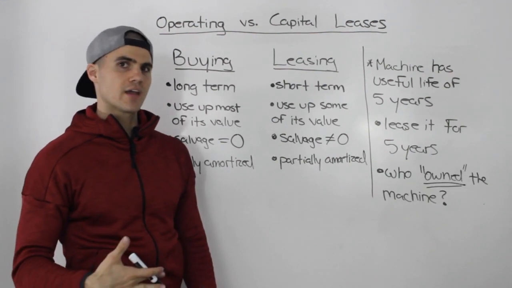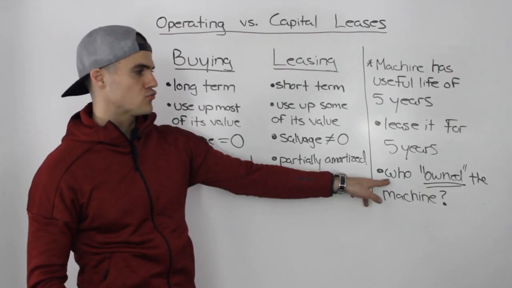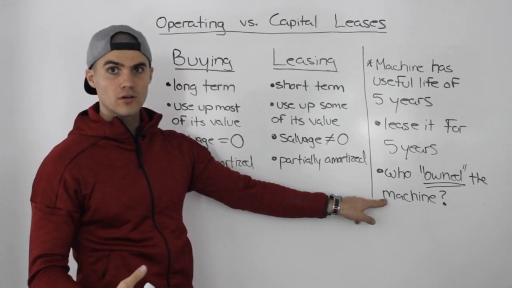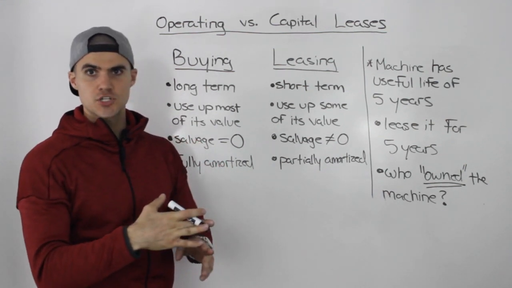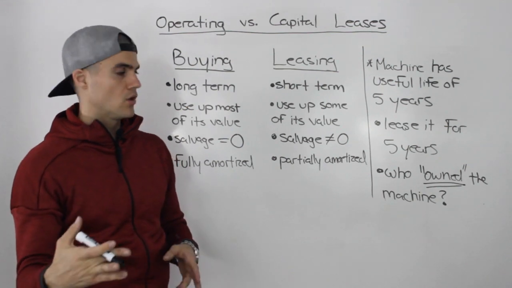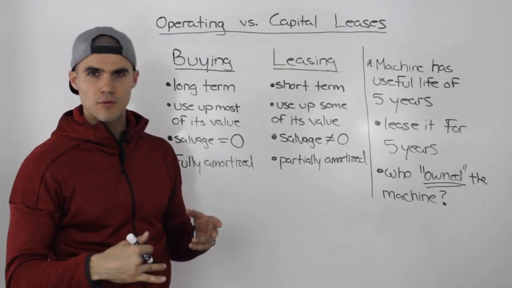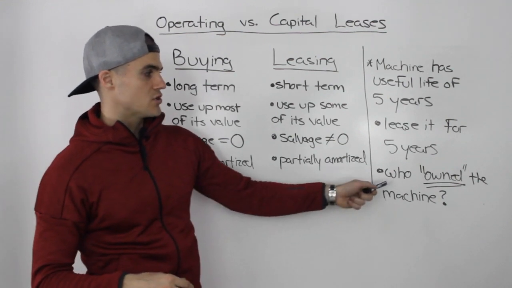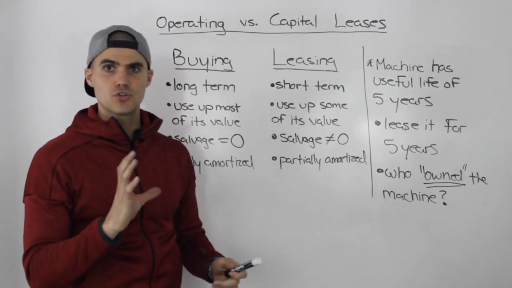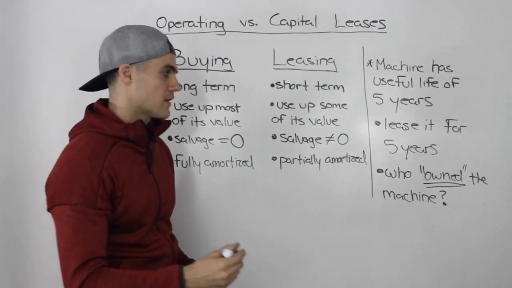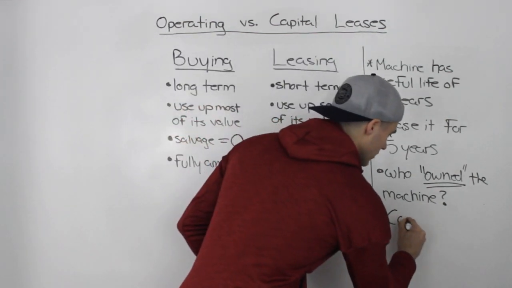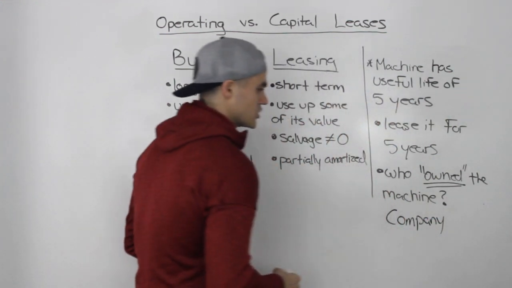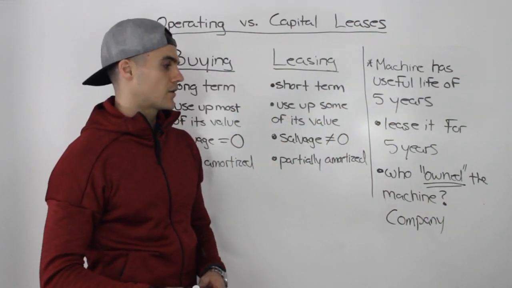So the question we have to ask ourselves is, who really owned the machine? Was it the owner who leased the machine to the company? Or was it the company that really, quote-unquote, owned the machine? Well, if we judge this question just by the use of the machine, then the company was the one who owned the machine. And here's the real issue with that scenario.